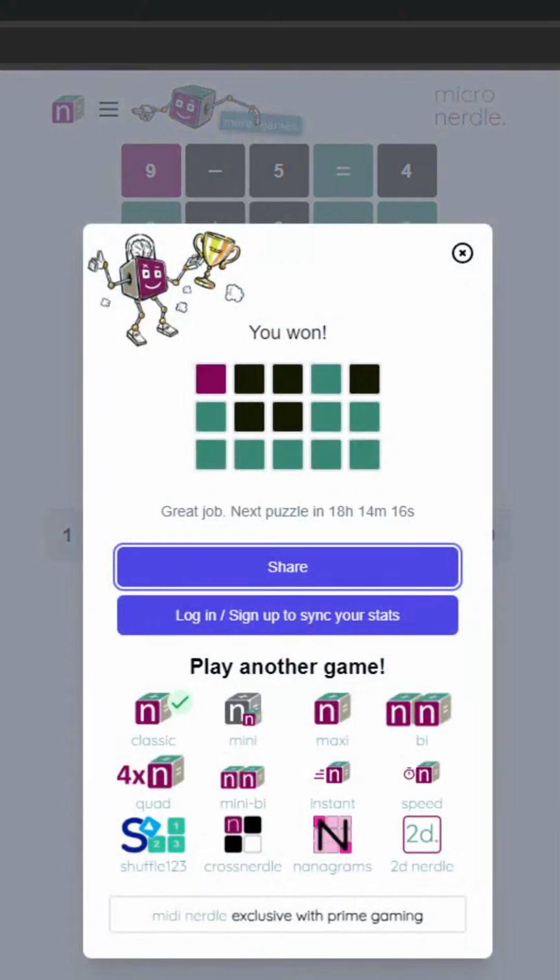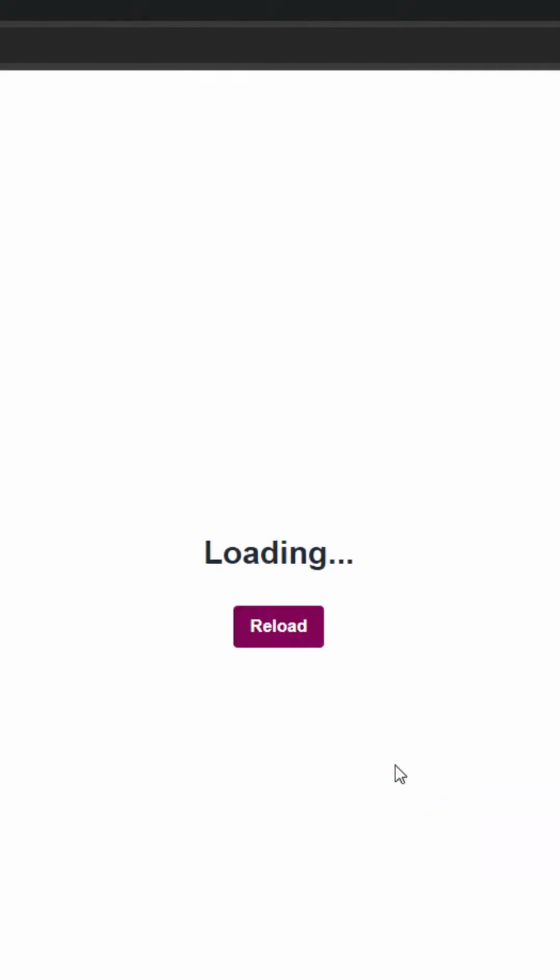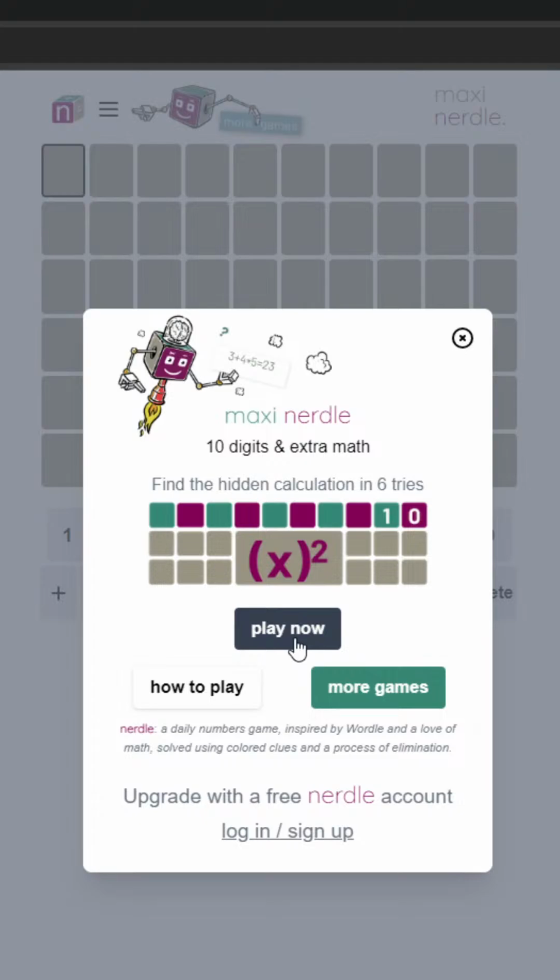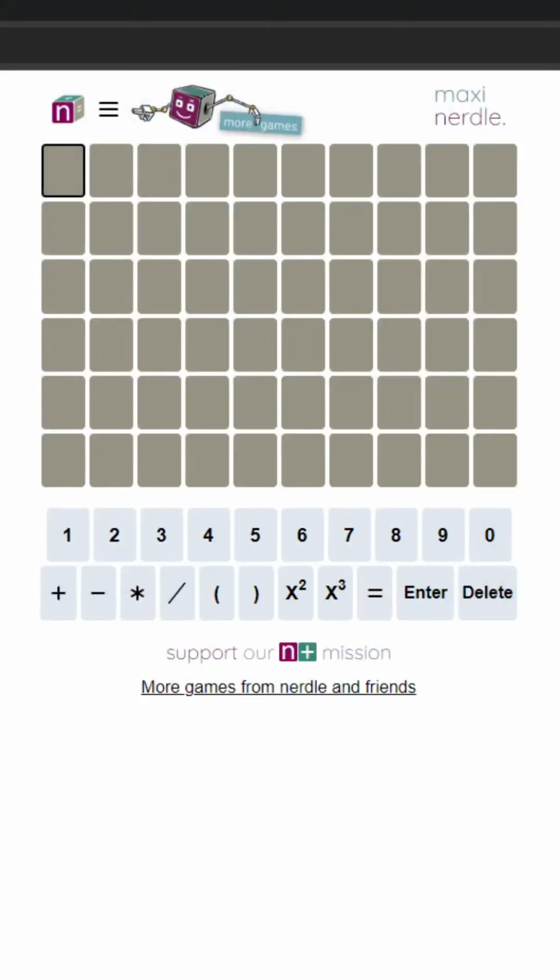Okay, we've done classic. We've done mini. What about maxi? What's maxi? 10 digits and more math. Yikes. Looks fine on this screen. Okay. Okay, this is actually going to be a little more complicated. Let's say the equal symbol is here.